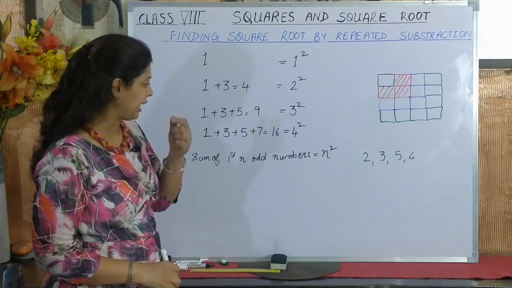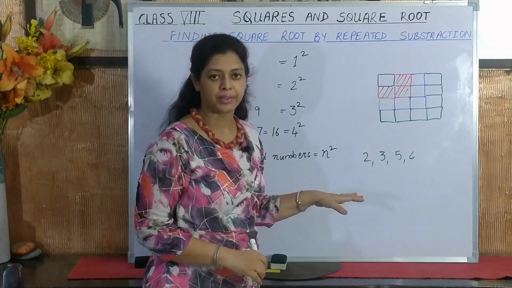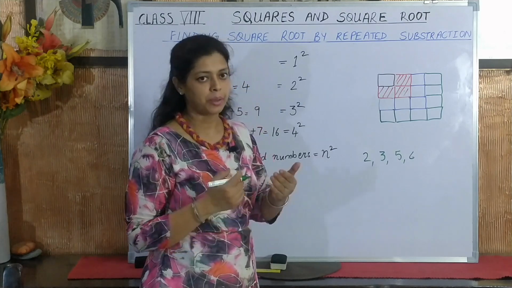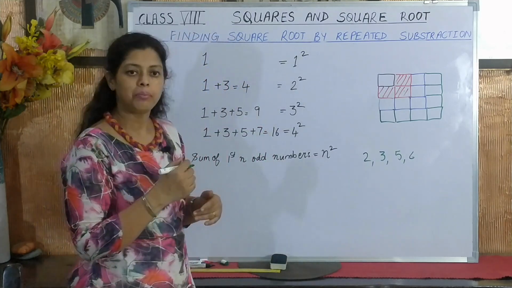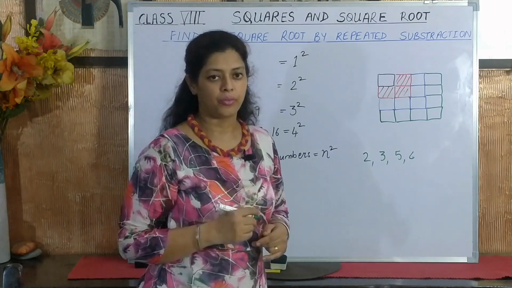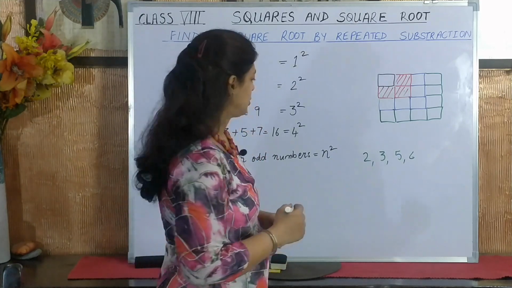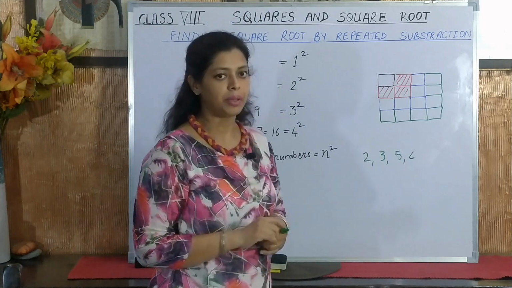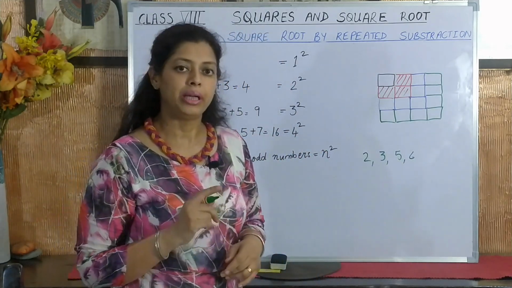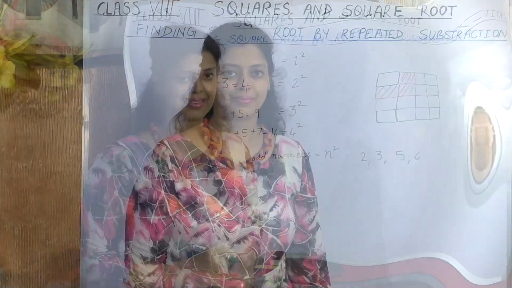So we can say that if I have a perfect square number and I subtract successive odd numbers from that number starting from 1, I will get the square root of that square number. I will explain it with a couple of examples, and this method is known as the repeated subtraction method.